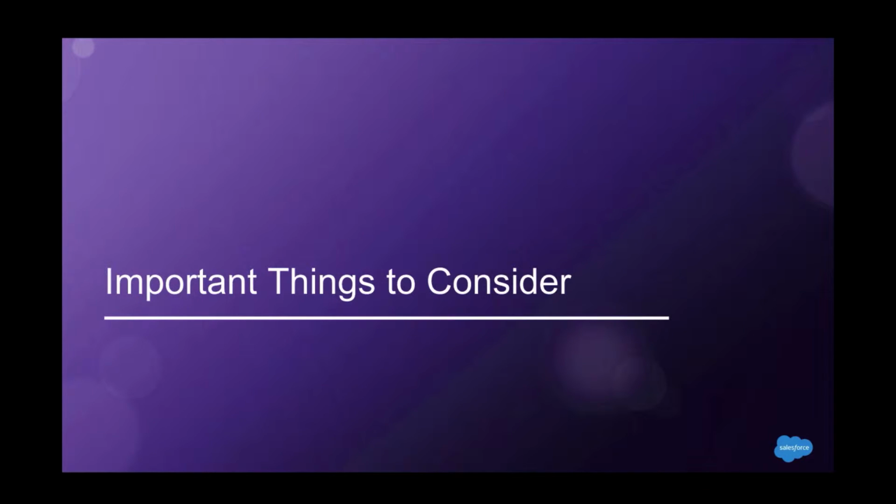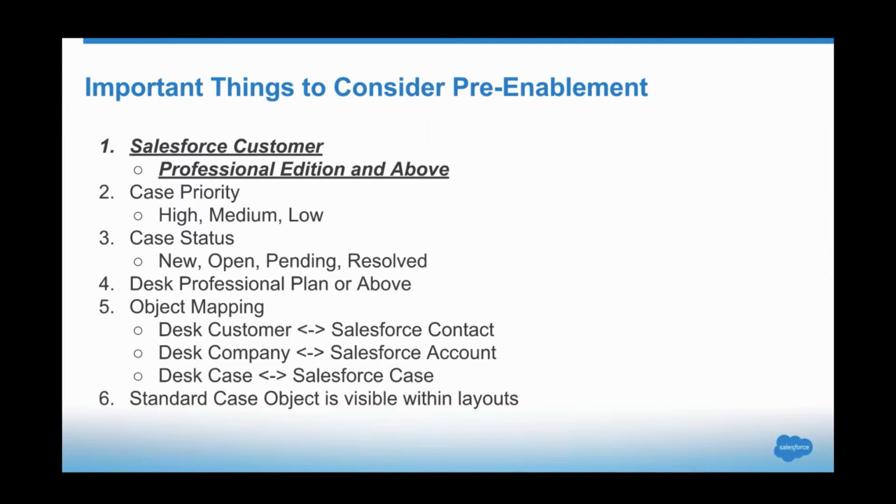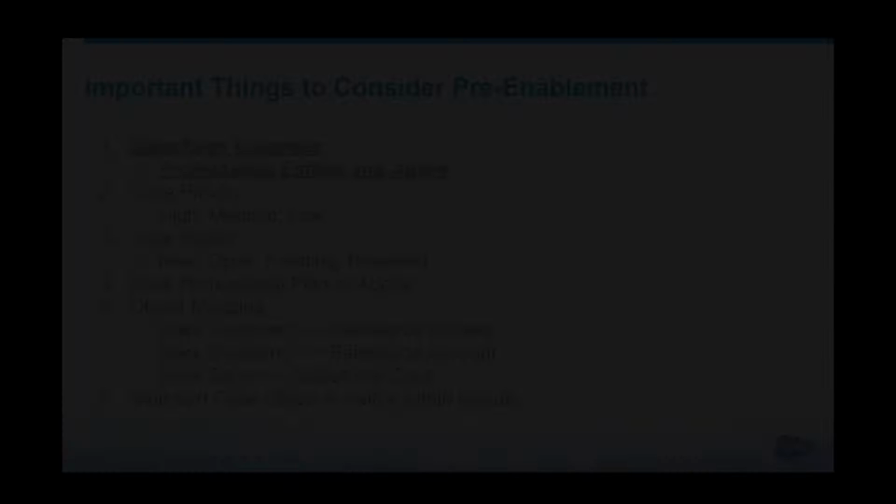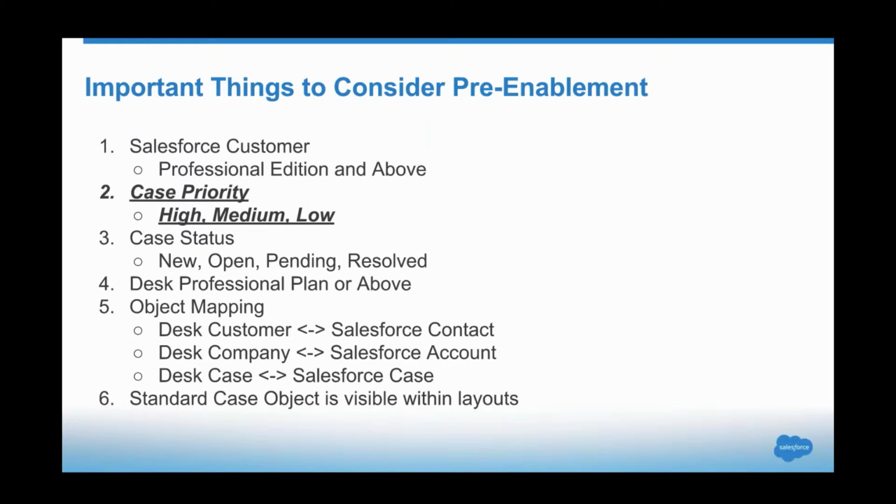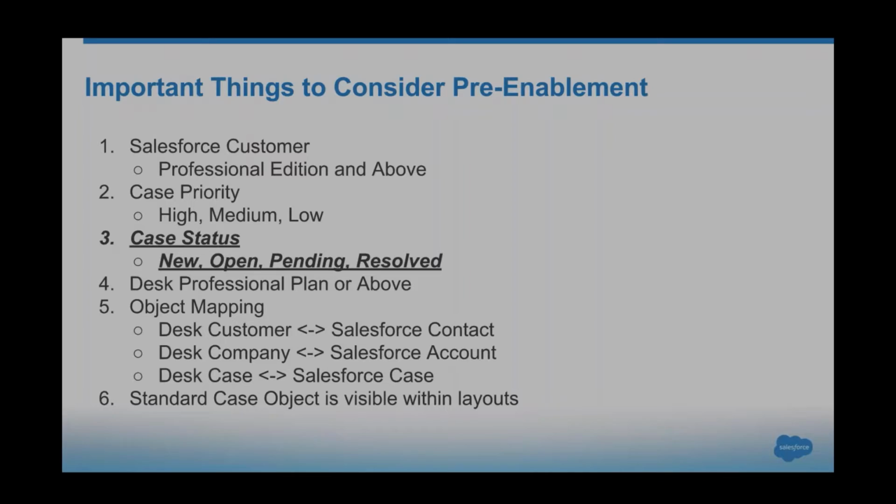Now, let's talk about a few prerequisites that are needed to enable this amazing feature. So the first thing that's needed is that you need to be a Salesforce customer and have a Salesforce Professional Edition or above. Next, in Salesforce, we want to make sure that the case priority pick list values have been added, and those are high, medium, and low.